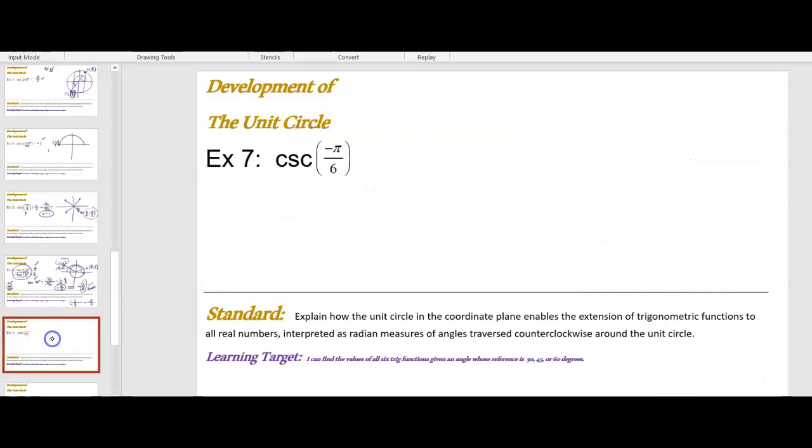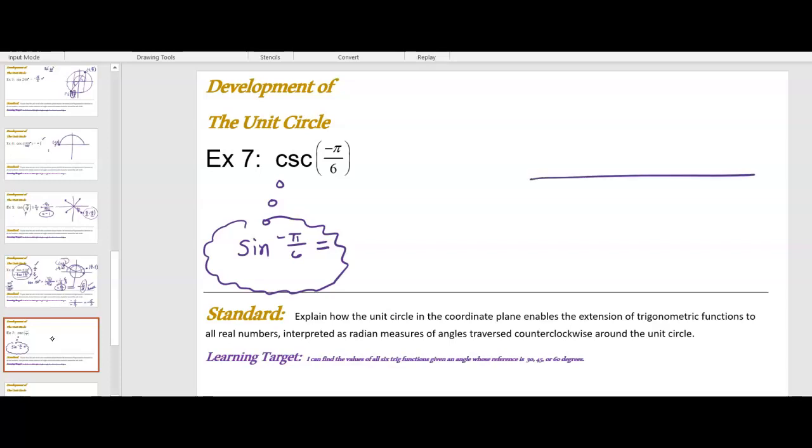All right, example 7. Cosecant. So I just want to remind you, as soon as you see cosecant, scoop, scoop, scoop, sine. This is what you're thinking. Sine of the same angle. As soon as I find sine, I will invert it, and I will find the reciprocal to find cosecant.